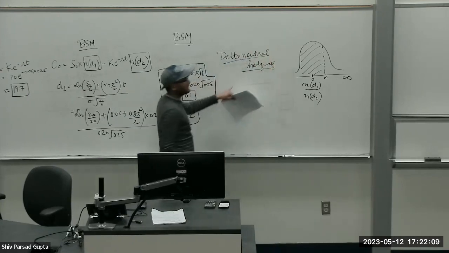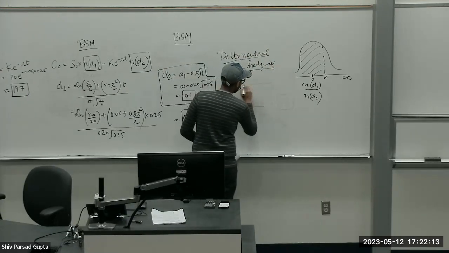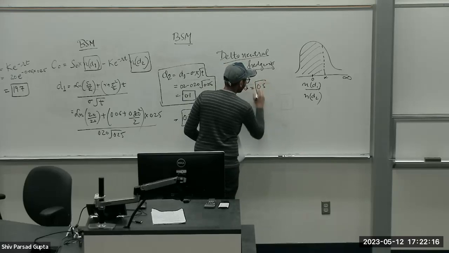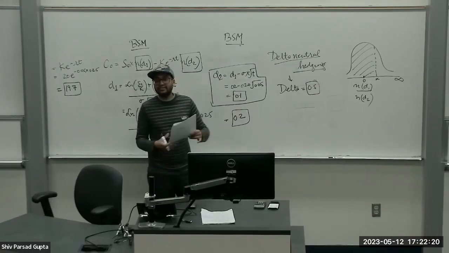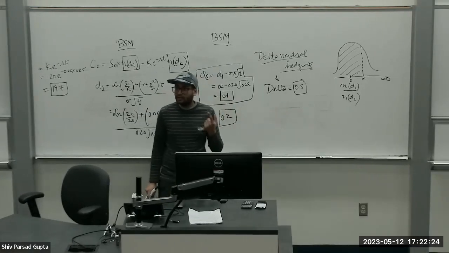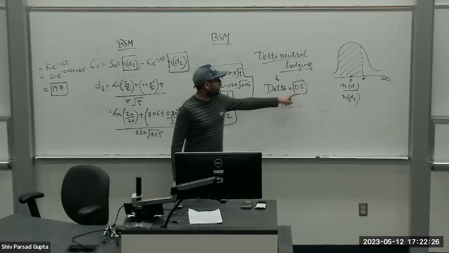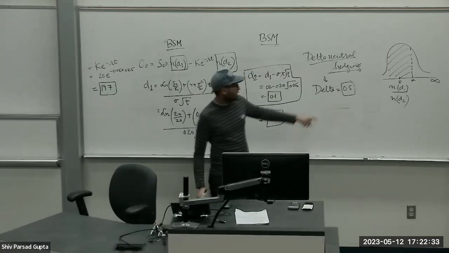So what does this indicate? It indicates, if delta is 0.5, there are various different meanings for delta. One meaning for delta is, if the delta is 0.5, what does it indicate? It indicates that the change in the option price with respect to the changes in the stock price is 0.5.